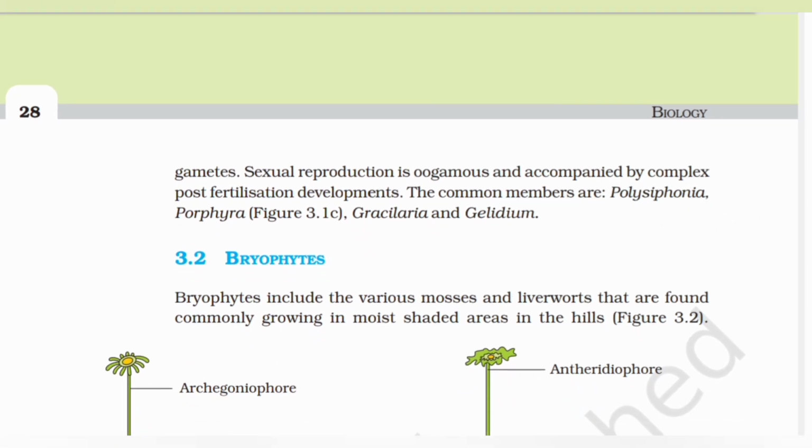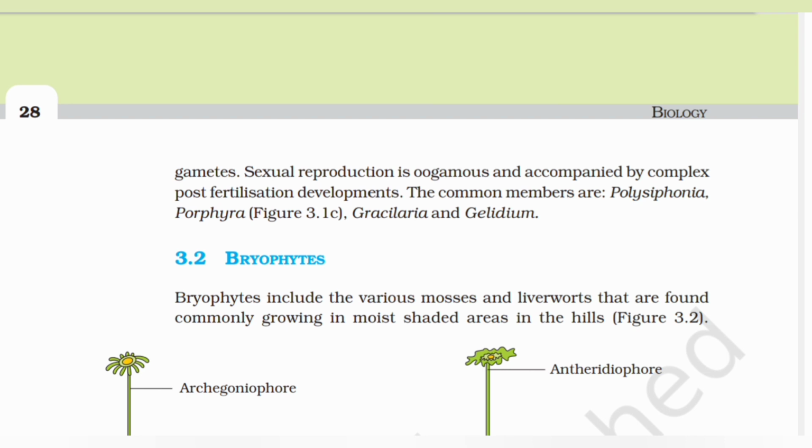Sexual reproduction is oogamous and accompanied by complex post-fertilization development. The common members are Polysiphonia, Porphyra (Figure 3.1c), Gracilaria and Gelidium.